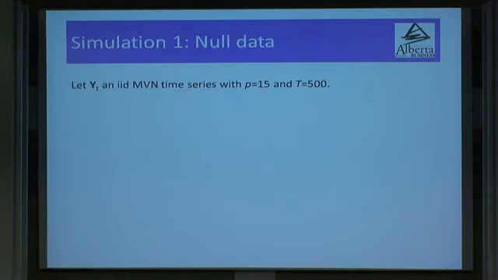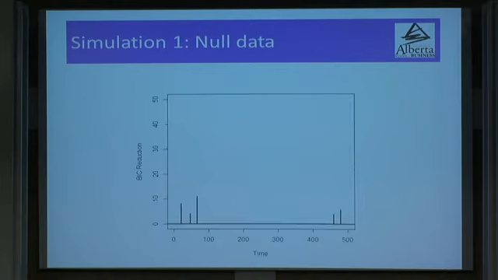So let's take a very simple data set. Suppose we have Y_t that is just IID multivariate normal, so we've got 15 time series, so it's of dimension 15, and we have 500 data points. So there's no connectivity, and there are no connectivity change points. So we should see no BIC reductions. When we run the DCR algorithm, we get BIC reductions. So these would be candidate change points.